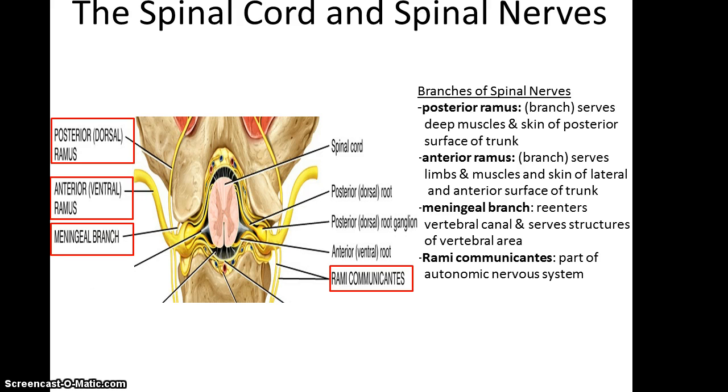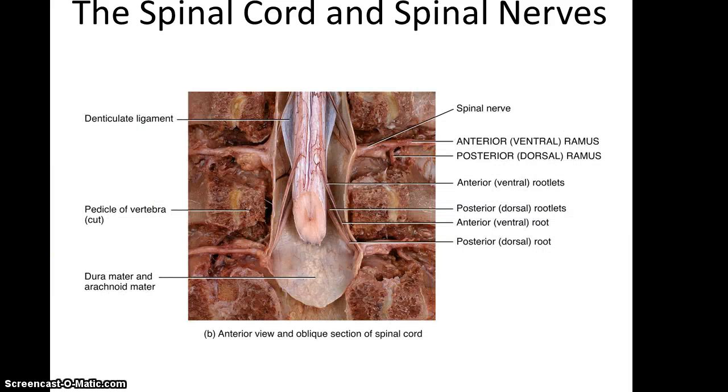You have the meningeal branch, which re-enters the vertebral canal, so it just goes right back in order to provide innervation for the vertebral canal itself and associated structures. And then the rami communicantes, which are part of the autonomic nervous system, and we'll be talking about those a lot more in chapter 19, I think. But basically, they're going to another structure to then get sent to the proper parts of the body. So here's just another picture of that, but using a real spinal cord.